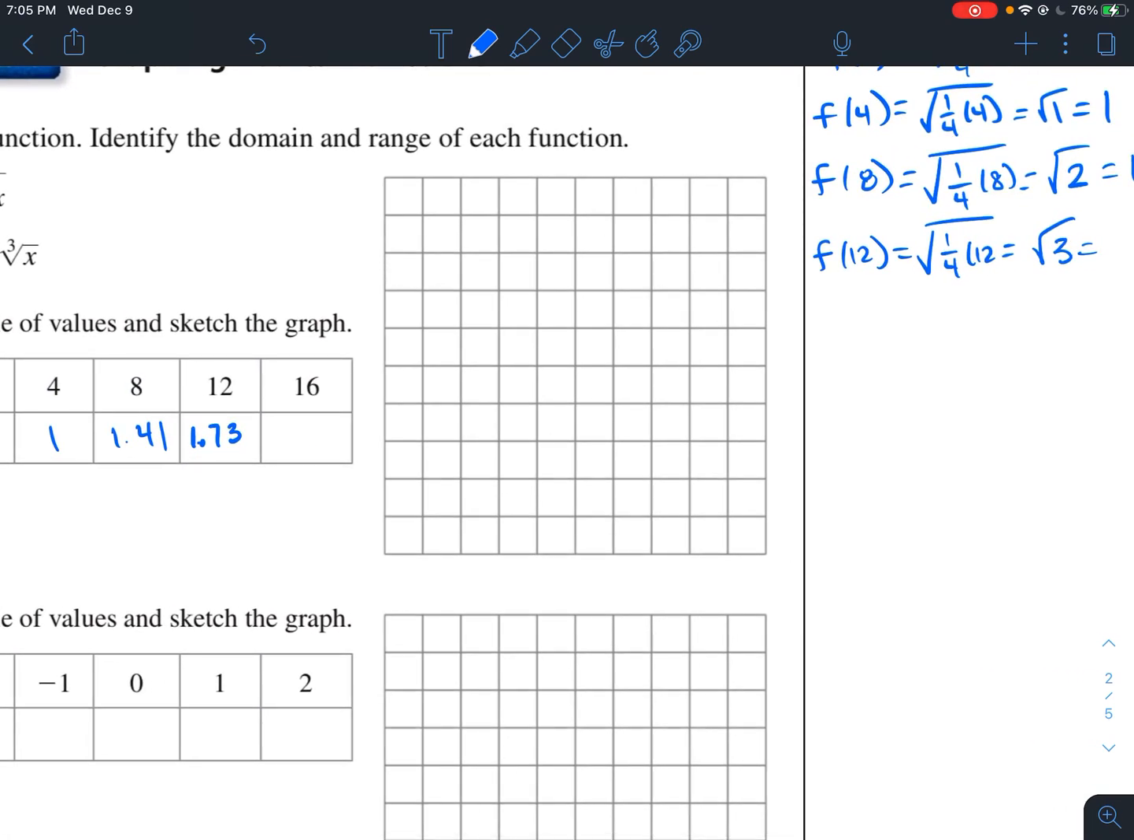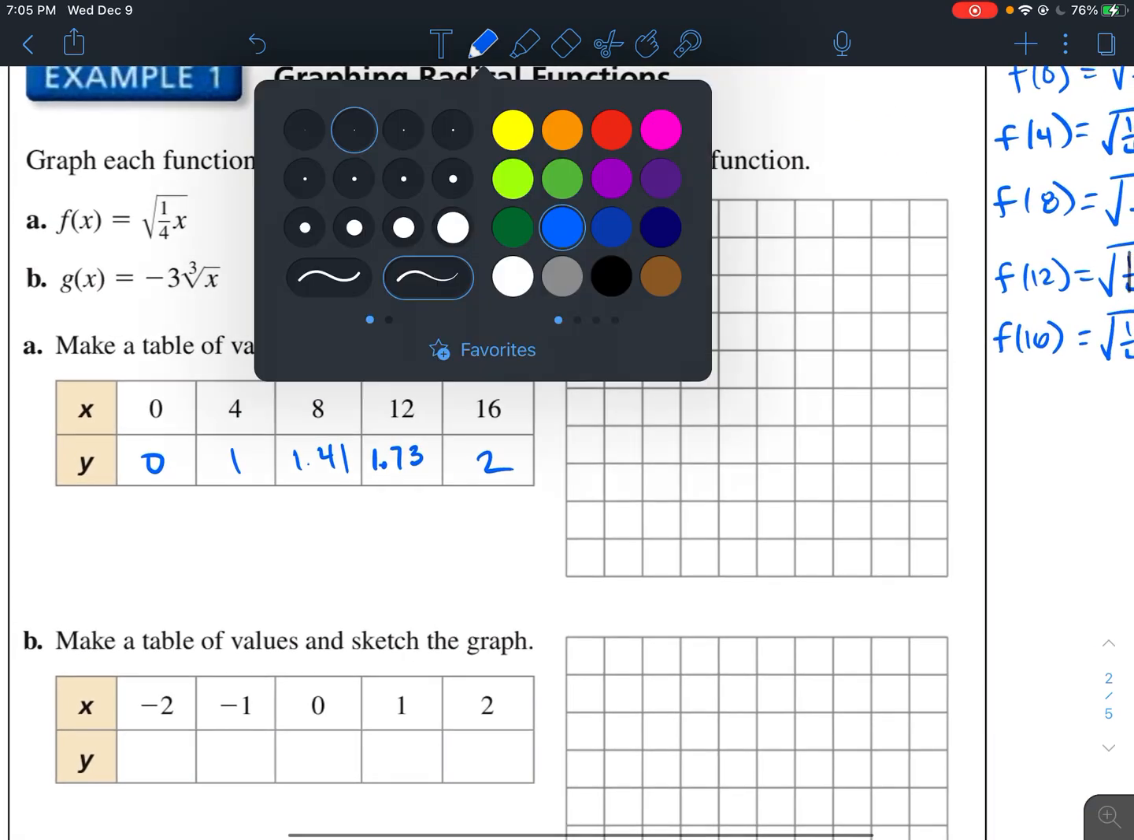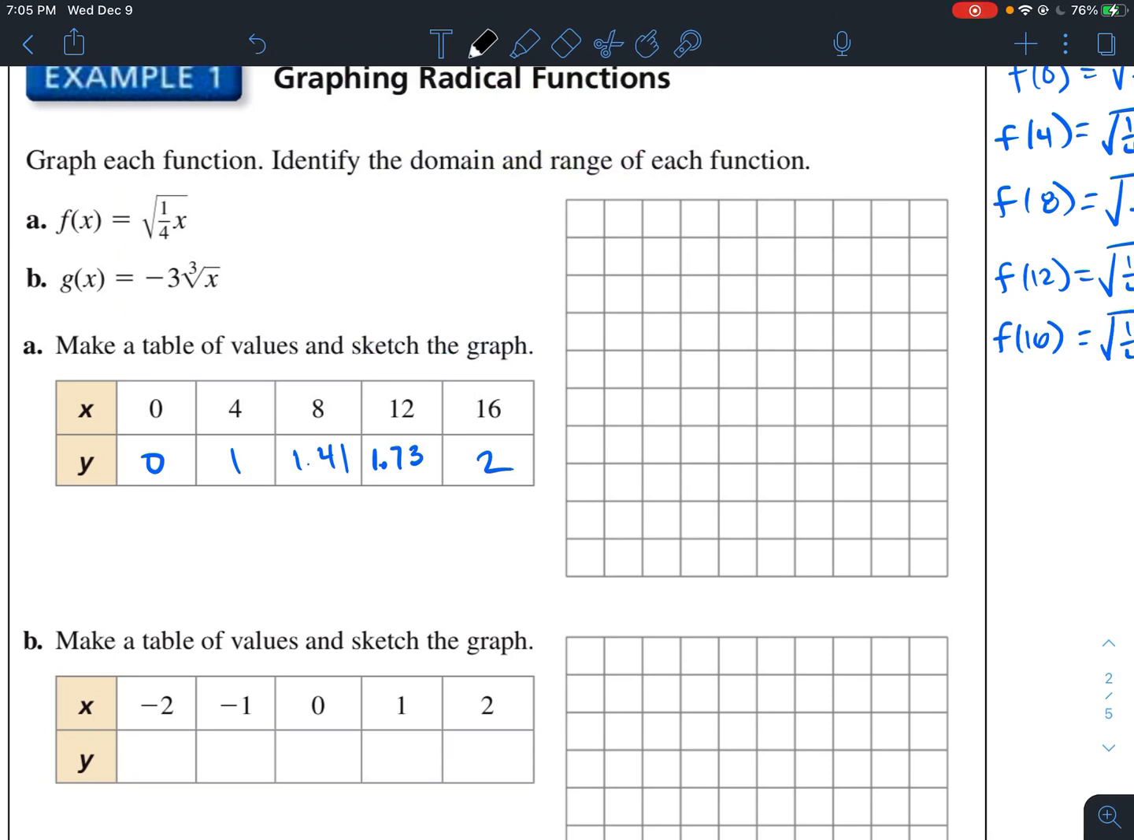And now if you plug in 16, so f of 16, I guess I should write that over here, 1.73. And when you plug in 16, that's the square root of 1 over 4 times 16, which is equal to the square root of 4, which is equal to 2. Alright, so if we were to graph out these points, let me draw my x and my y axis. I'm going to draw my y axis over here, my x axis right here, because all of these numbers are positive. So my x and my y values are all positive.